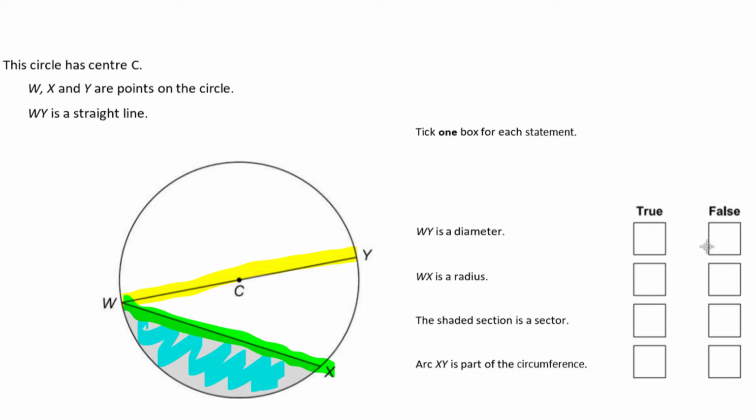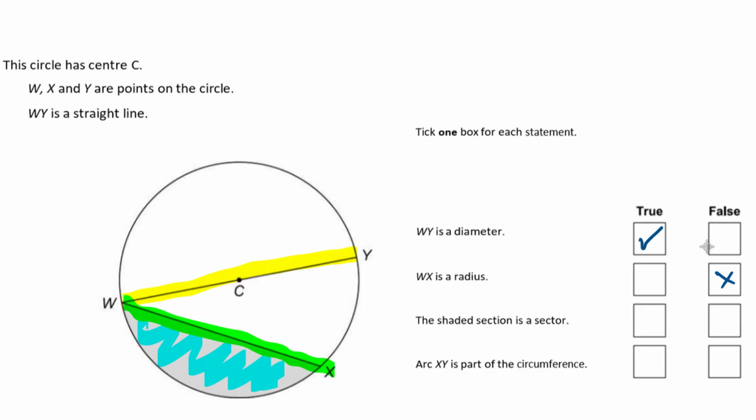Right, is WY a diameter? Yes, it is. I just answered that, didn't I? Okay, because the line goes through C, the centre, it must be a diameter. WX is the radius. That is not right. The radius would be WC.